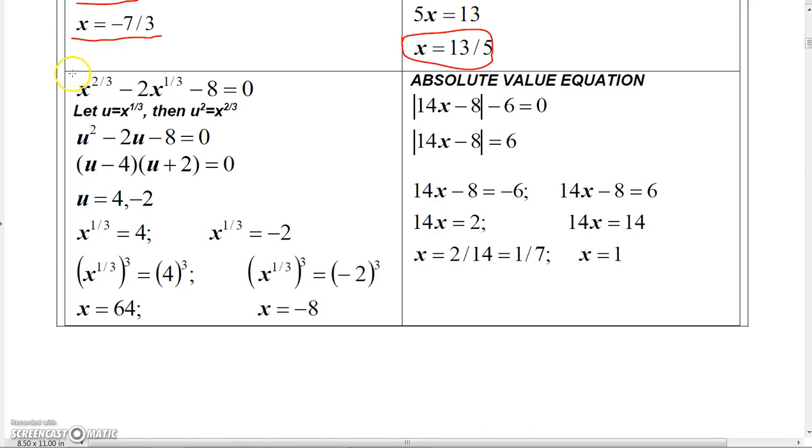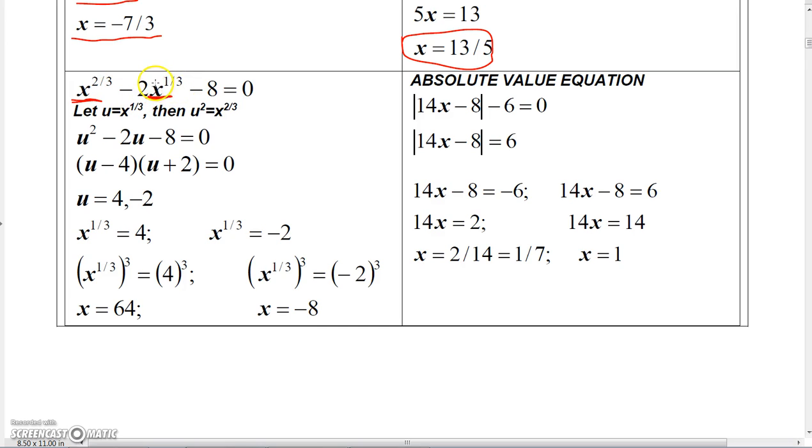Anytime you have an equation where one of the variable terms is the square of the other variable term, then you can probably solve it with what's called a U substitution. See, if you'll notice here, this variable here is x to the 1/3, and this variable is x to the 2/3. Well, x to the 2/3 is simply x to the 1/3 squared. So really, this variable is just this variable squared.